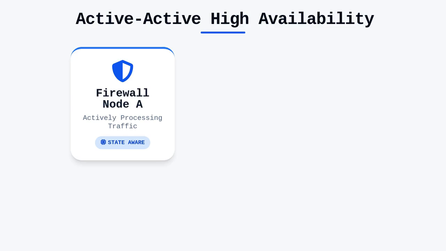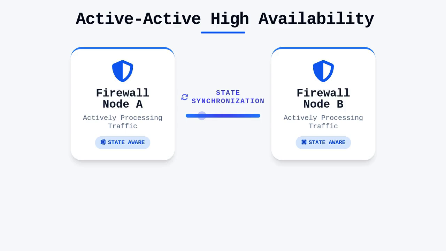This configuration is purpose-built for asymmetric routing scenarios where return traffic might not traverse the same gateway that initiated the initial request. By deploying nodes in an active-active state, you provide the system with the capability to manage high-capacity throughput while ensuring that both firewalls remain state-aware.